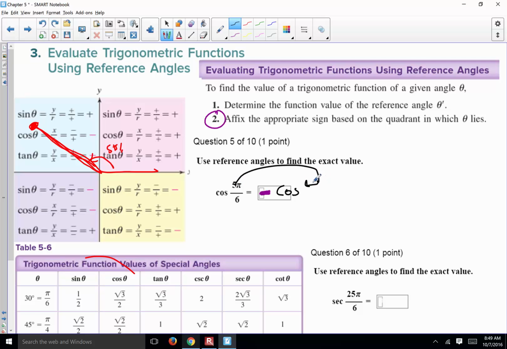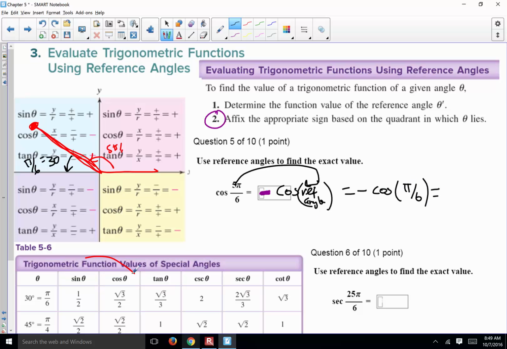Instead of this angle, use the reference angle. What is the reference angle of 5 pi over 6? 150. What is the reference angle? This is 30, pi over 6. You can use 30 if you wish, but I want to stick to the given unit, okay? Cosine pi over 6.